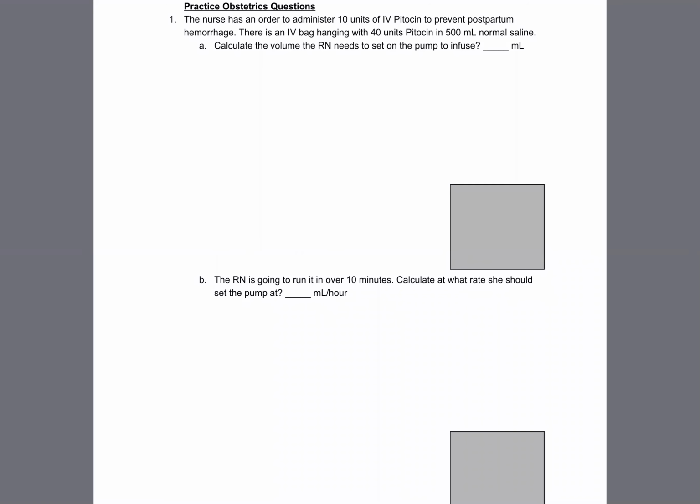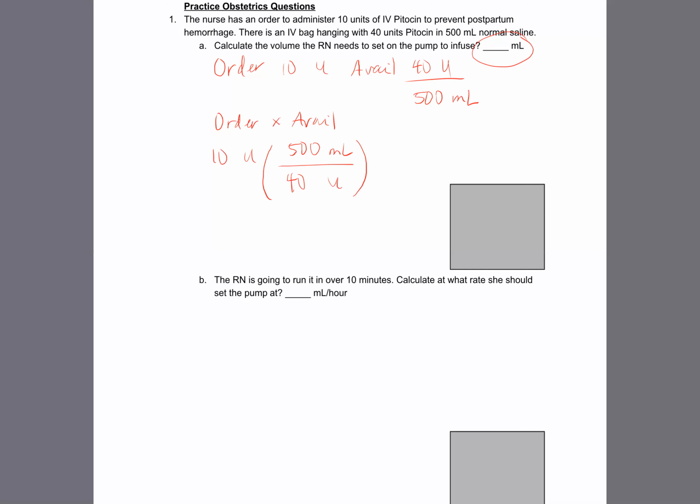The final units that you want are in mLs. And so we have our order, which is 10 units. You have your availability, which is 40 units per 500 mLs. And you're going to do order times availability equation, 10 units, 40 units in the denominator so that the unit will cancel and you're left with 125 mLs.